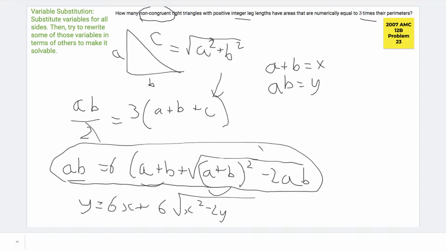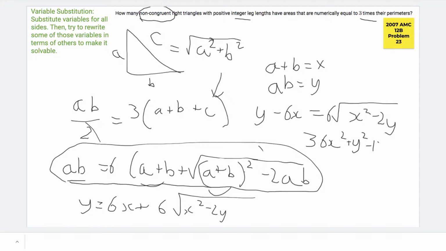So if you subtract both sides by 6x, you get y minus 6x equals 6 times the square root of x squared minus 2y. And in this case, now we're going to square both sides to get 36x squared plus y squared minus 12xy equals, and if you square this, you get 6 times 6, which is 36, times these two terms here. So this equals 36x squared minus 72y.